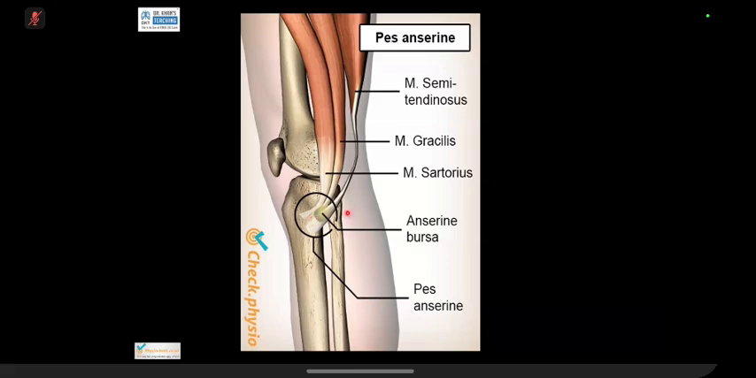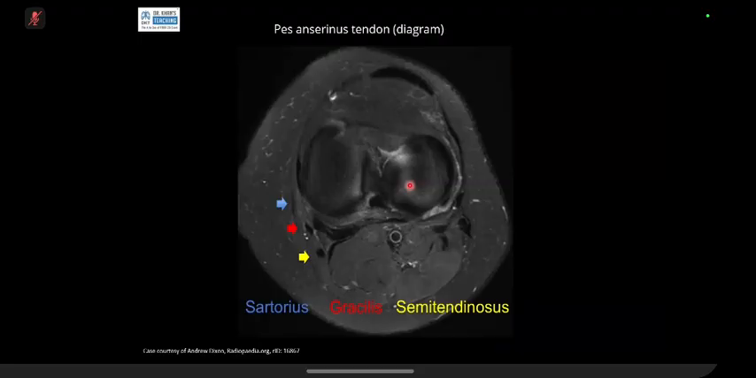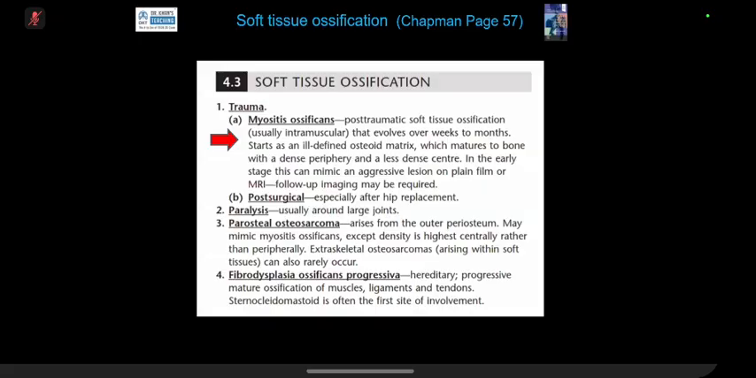And our calcification in our patient was somewhere in this region. Now, this is the anatomy. The anatomy is sartorius, SGS, right? Sartorius, gracilis, and semitendinosus. So this is the anatomy.